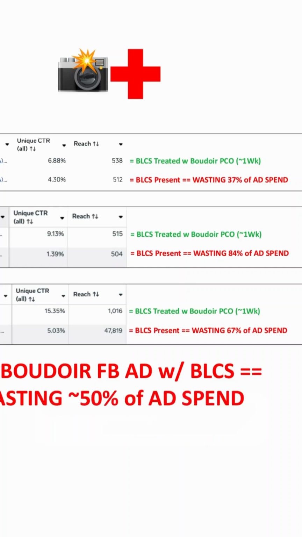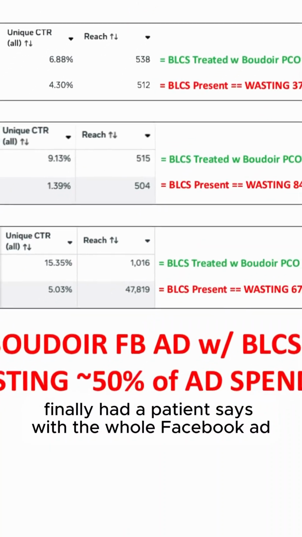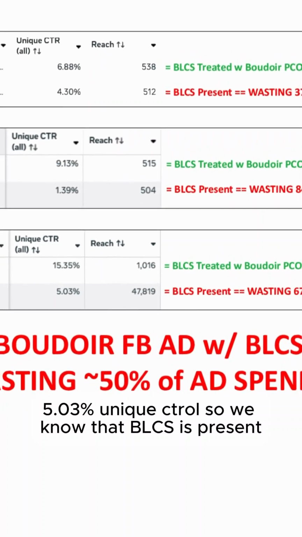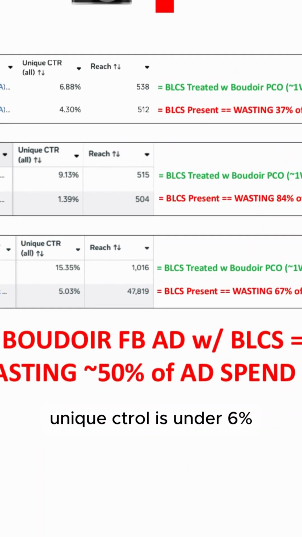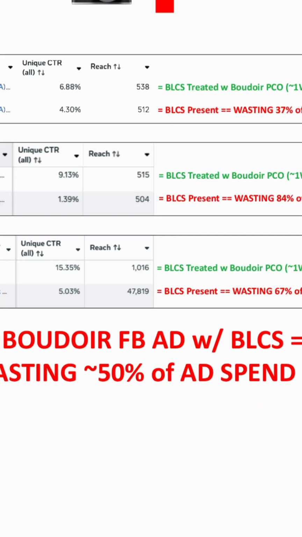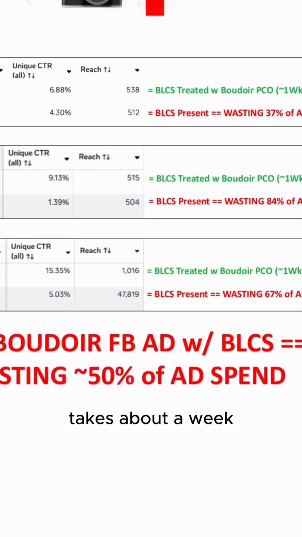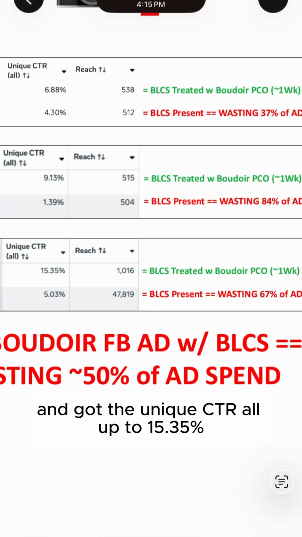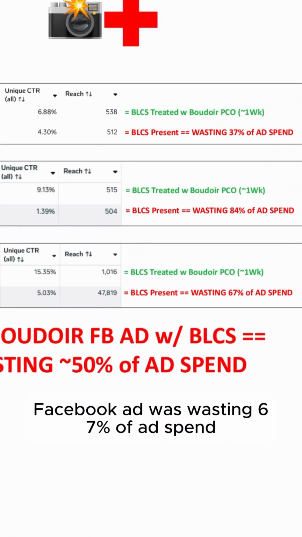Finally, had a patient, says Boudoir Facebook ad, 5.03% unique CTR. So we know that BLCS is present, unique CTR is under 6%. So duplicated, did a lot of work with this one. So we did our Boudoir Pico treatment, takes about a week, and got the unique CTR all up to 15.35%. So we found out the original Boudoir Facebook ad was wasting 67% of ad spend.